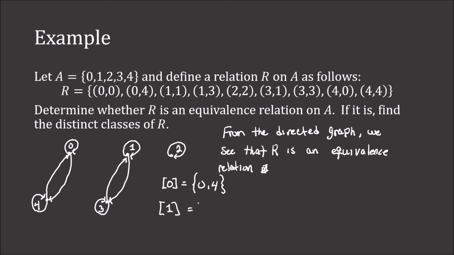So look at 1. That would be 1 and 3. 2 would be just 2. Then we have 3. Well, 3 would be 3 and 1, but notice that's the same as the class of 1. And if we look at 4, it'd be 4 and 0, which is the same as the class of 0. So these are the only 3 distinct classes.